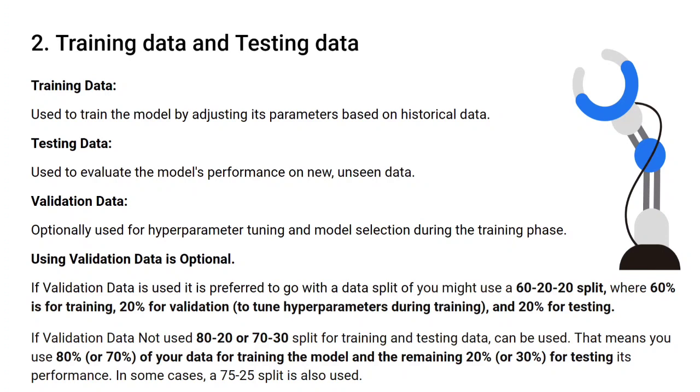But if we are not using the validation data, a split of 80-20 or 70-30 might be ideal for training and testing data. That means using 80 or 70% of your data for training the model and the remaining 20 or 30% for testing its performance. In some cases, a 75-25 split is also used.